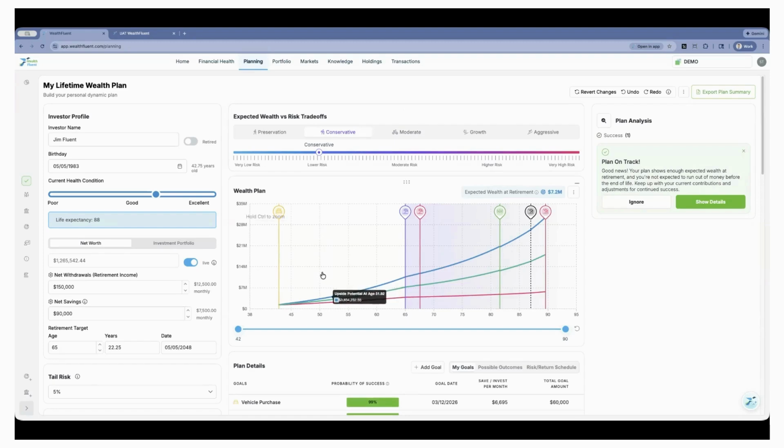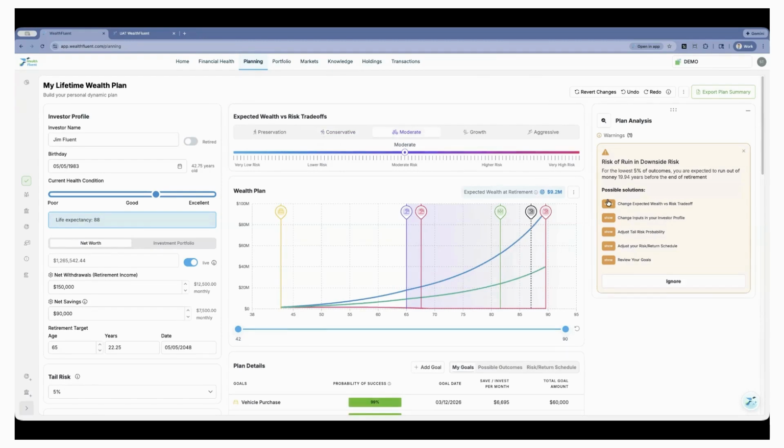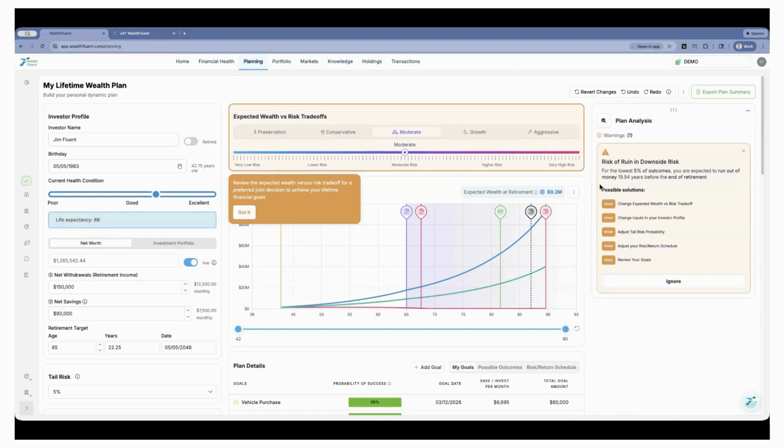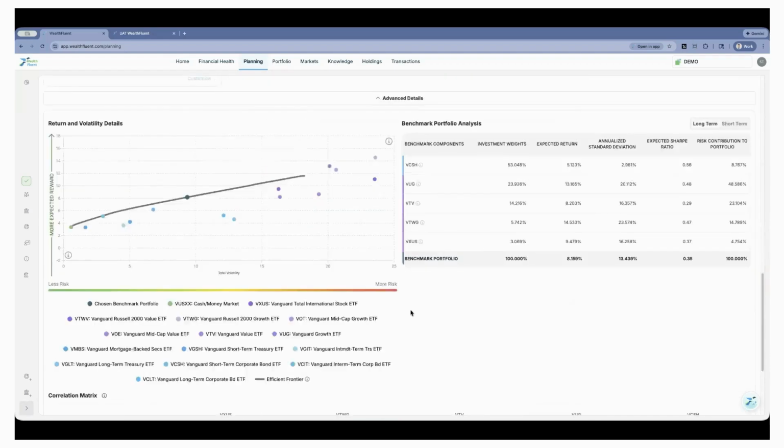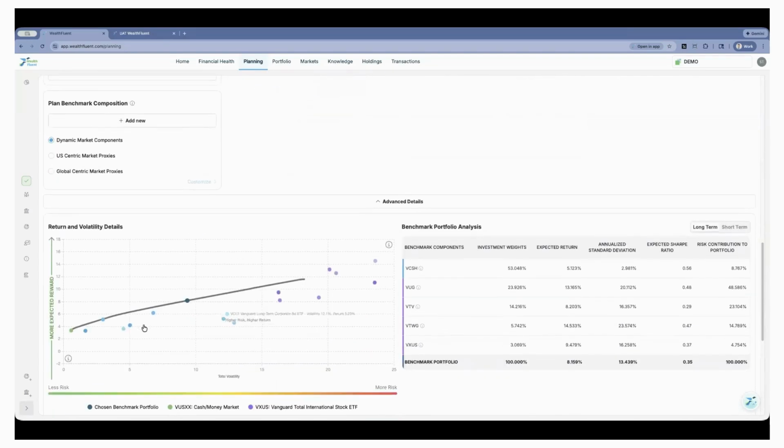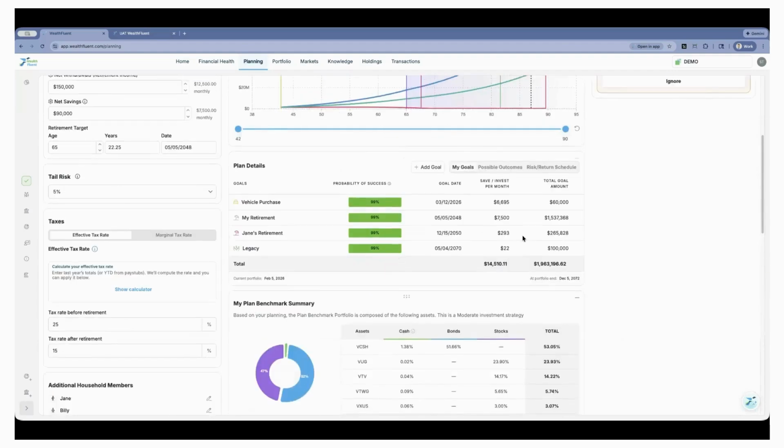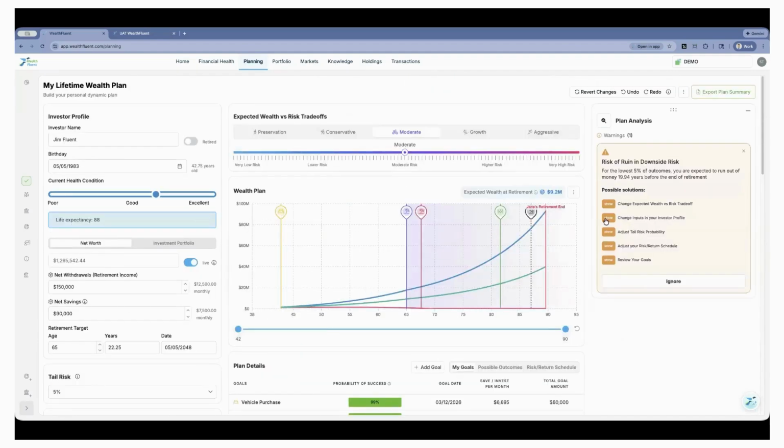So if you're very conservative, you will likely have enough in this case for the rest of retirement. But you may not have as much as you would like potentially for goals not yet added. So you're looking for a solution and the analysis helps you find that solution. So you have the ability to adjust the expected wealth versus risk trade-offs. This is the spectrum of where you would land on an efficient frontier, which you're also able to see the makeup of in our dynamic benchmark. And you can adjust things based on what your profile is.